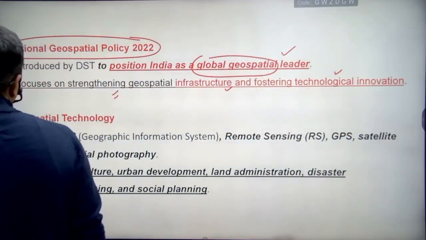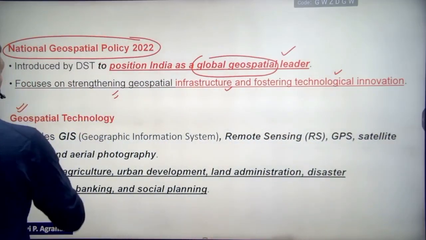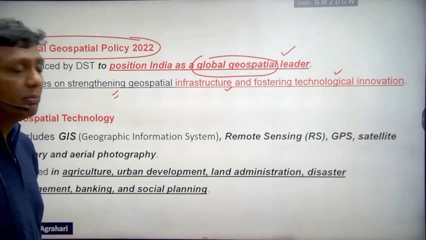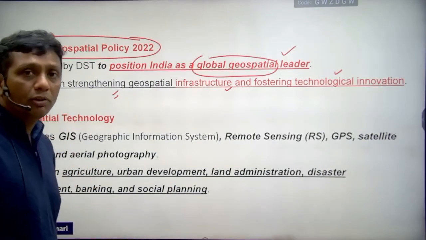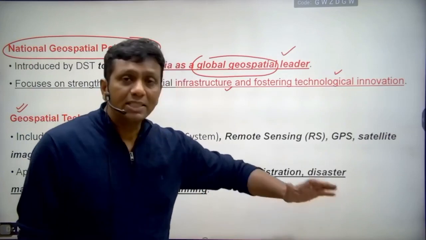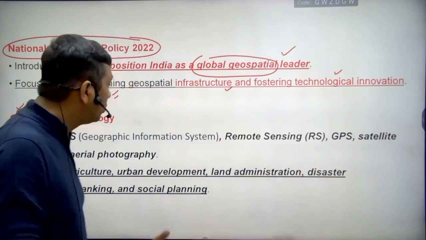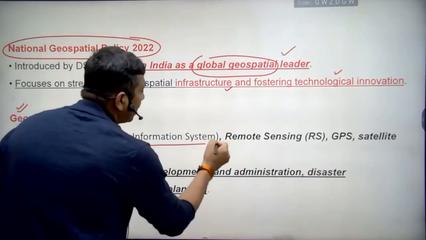Fine. Next point: how the geospatial technologies are working. I already told you many times. In the case of geospatial technology, how we get the information about the Earth's surface and all integrated information. So here many GIS systems will work.